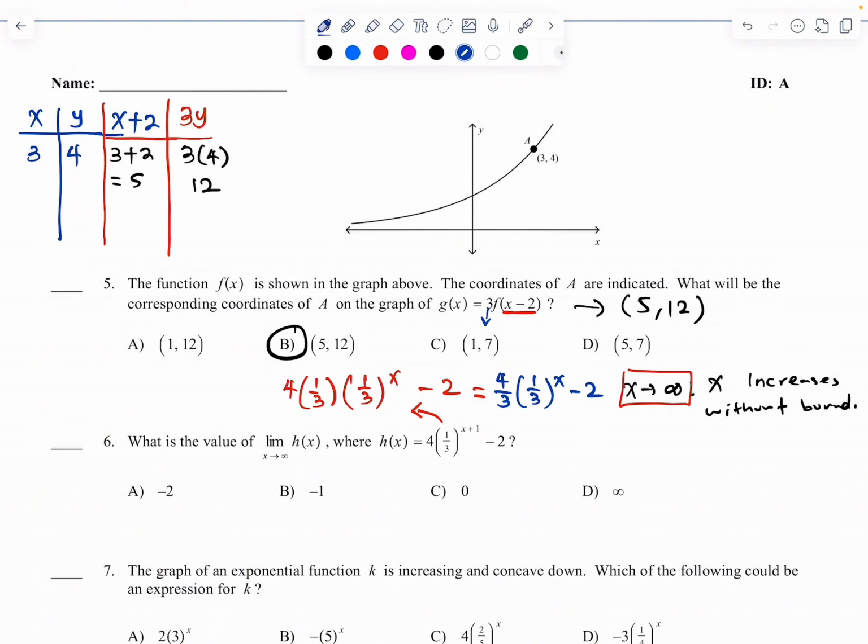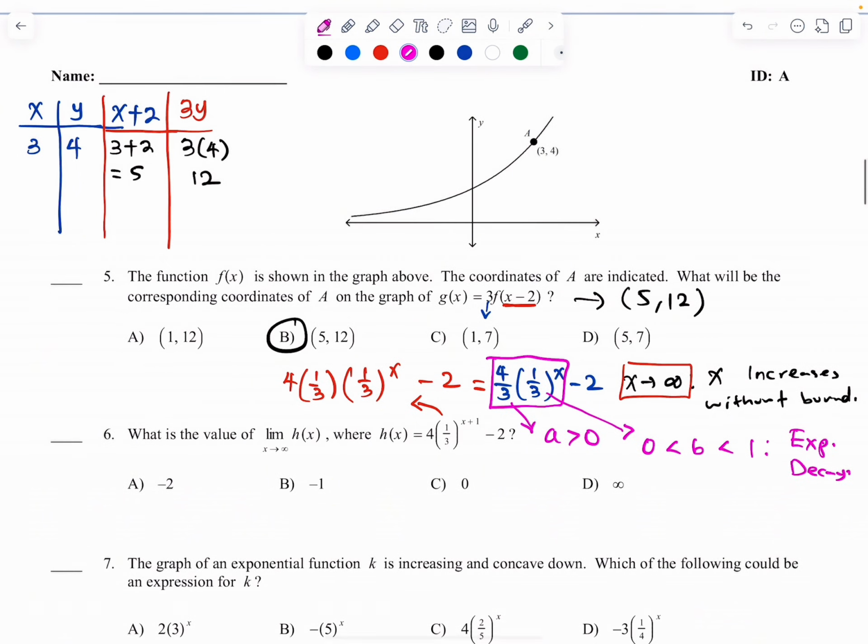And then if you look at this exponential function real quick, you notice that a is greater than 0. And then b, in this case, which means 1 divided by 3, is 0.333. And that means my b is between 0 and 1, which makes this exponential decay. And if that makes it exponential decay, it means that graph will be decreasing from left to right. So it's going to look like this.